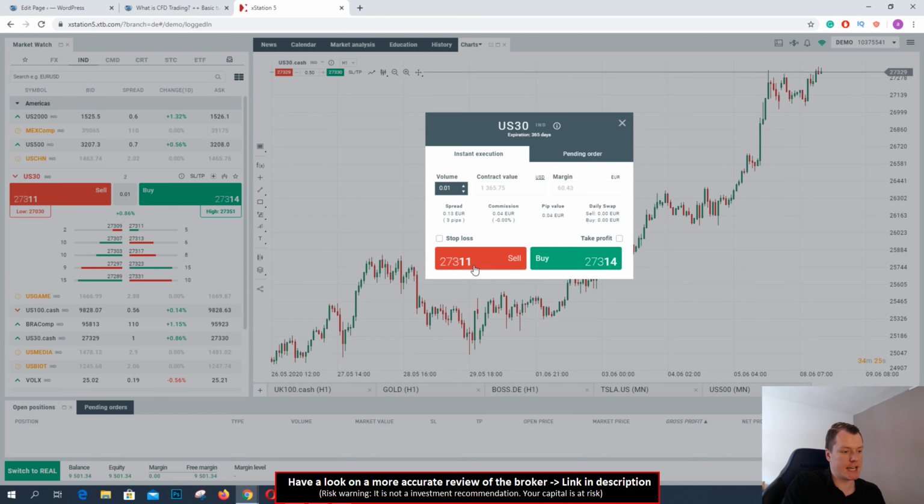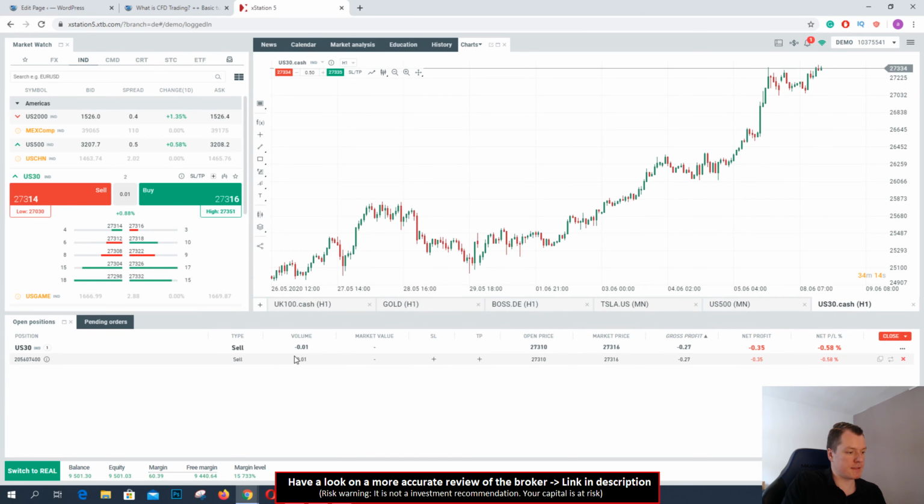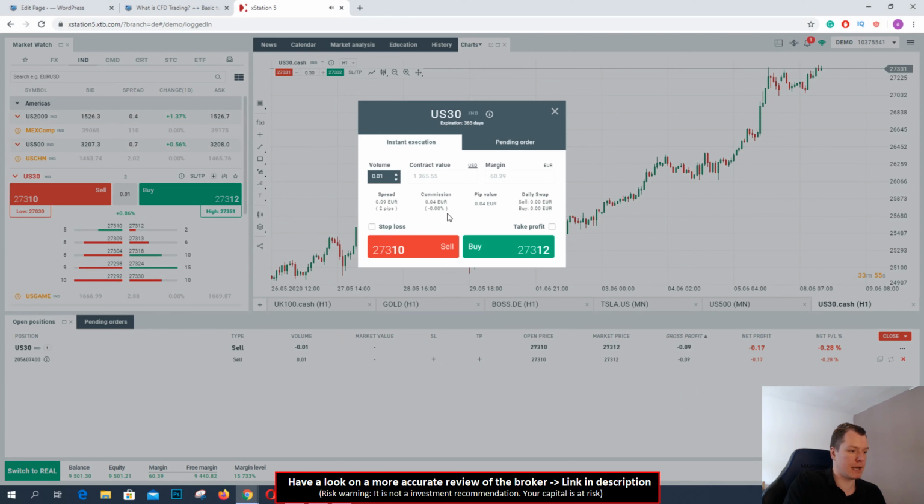And now I can buy and sell here. For example, I'm using a sell. So now the trade is opened here. You see the trade is opened. Type is sell, volume 0.01. You see the open price, the market price, the profit, the net profit, and the net P&L. So if the market goes down, I'm earning money. I will earn about 4 cents per point in this asset with the smallest trading volume, 0.01.